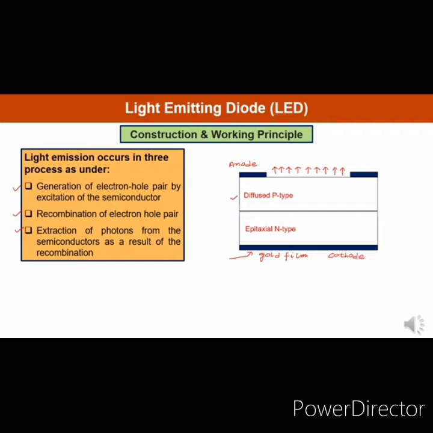Now, how does it work actually? To understand the working, you must remember that the LED must be forward biased. Then photons are generated by the recombination of electrons, which are injected from the N side, with holes on the P side of this junction. It means it must be forward biased. So the anode must be connected to the positive terminal of the battery and the cathode to the negative terminal of the battery.